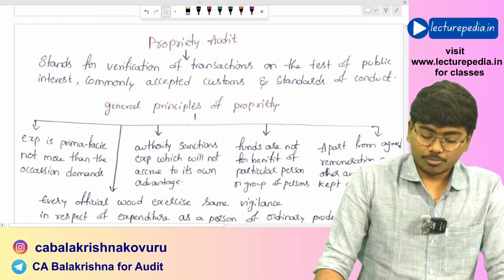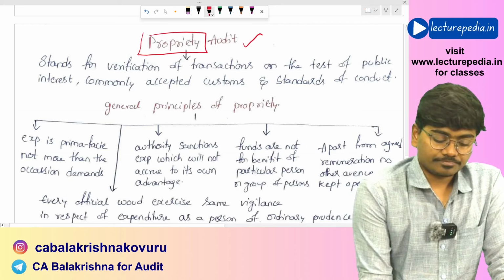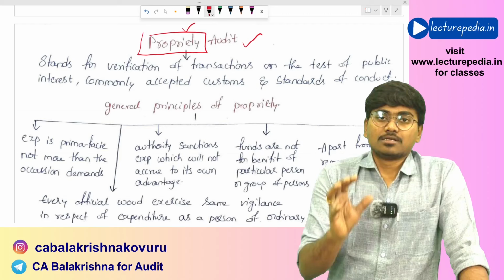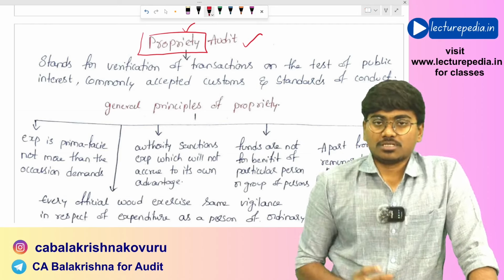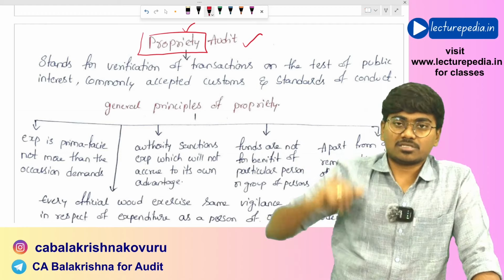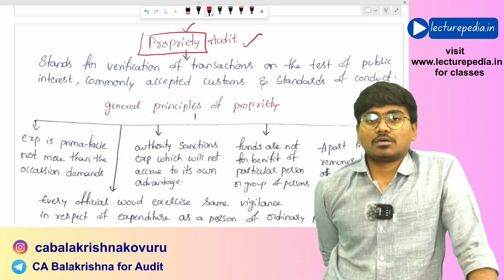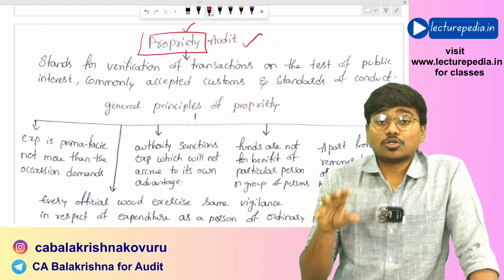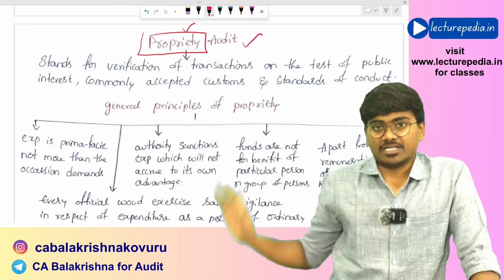Next, propriety audit. What is propriety audit? I'll just tell you with an example. Let's say there is some amount, let's say 1 lakh rupees. This 1 lakh rupees is given to you by some other person and he told you that you can spend this 1 lakh rupees as much as you want. I will not ask you again. So how will you spend this 1 lakh rupees? You will spend it as you like, right?